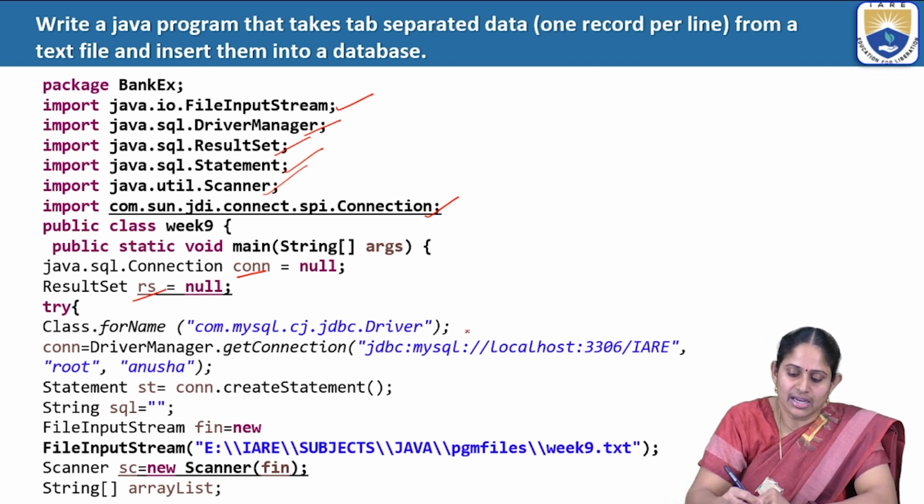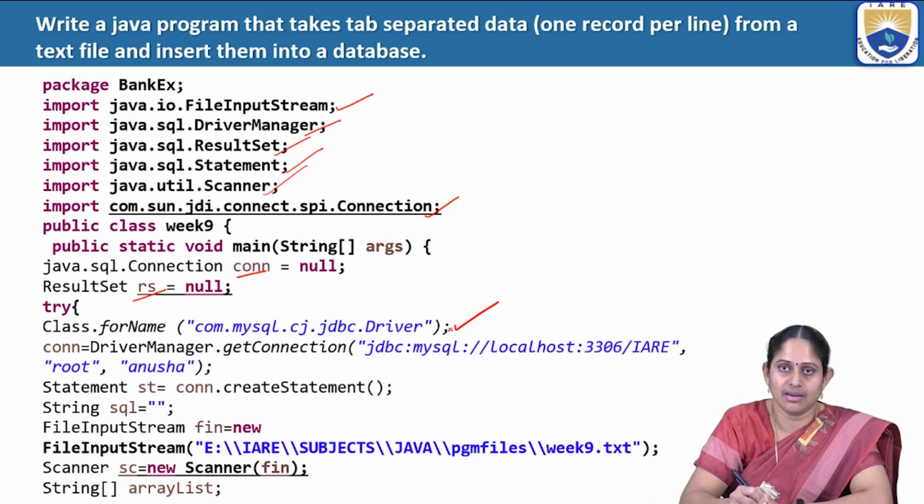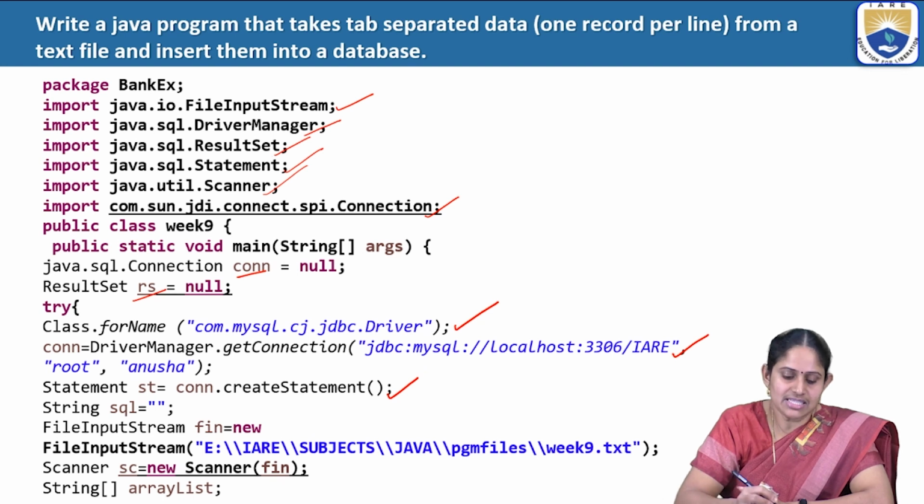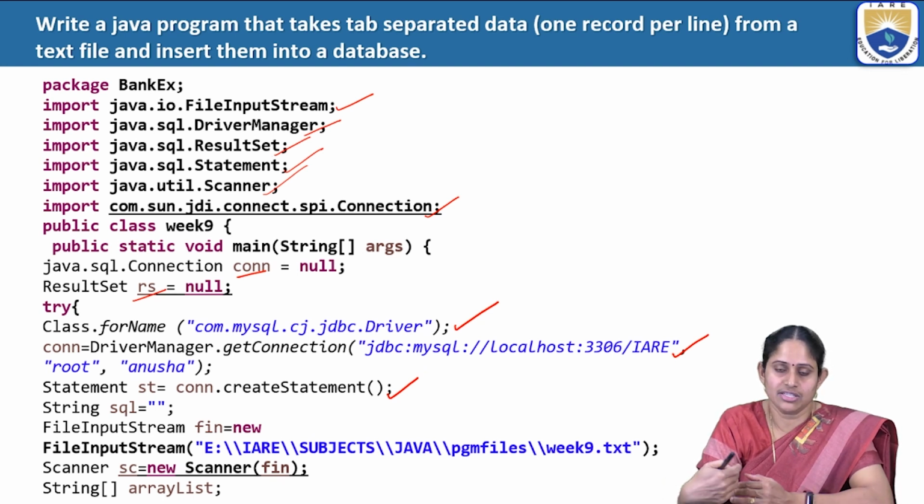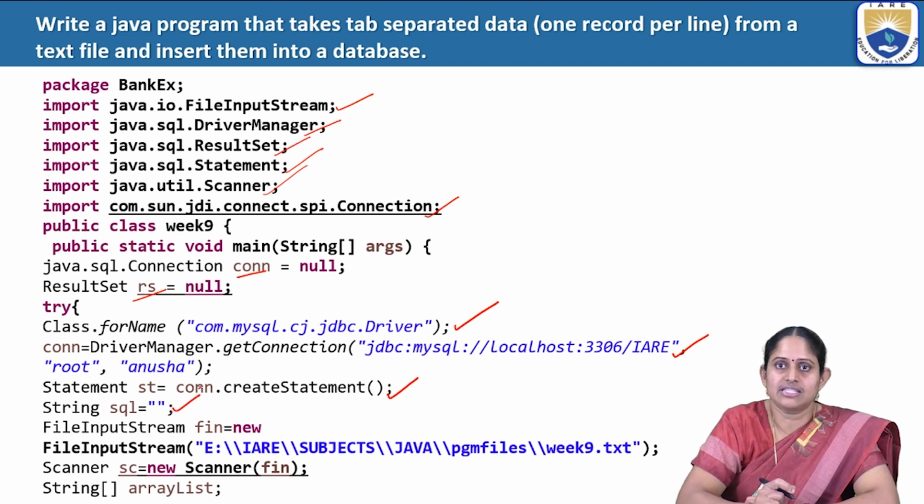So here, we are first loading the driver using the Class.forName method. So this will be loading the MySQL driver. Then here I am creating the connection. So I am making use of the getConnection method of the DriverManager, and I am creating the connection between the Java program and the SQL. Then I am creating a statement object using the createStatement method, and this object will be used for my later queries. Then I have declared a SQL string.